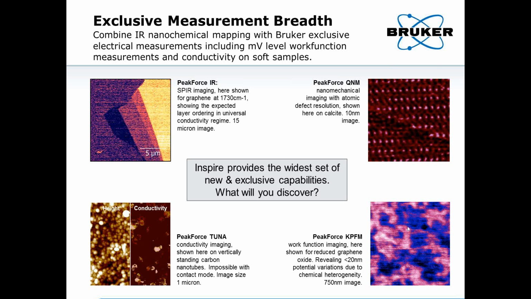The image in the bottom right is particularly interesting because it is a map of the graphene work function, which was obtained with 20 nanometer resolution and sub 10 millivolt sensitivity in the work function.